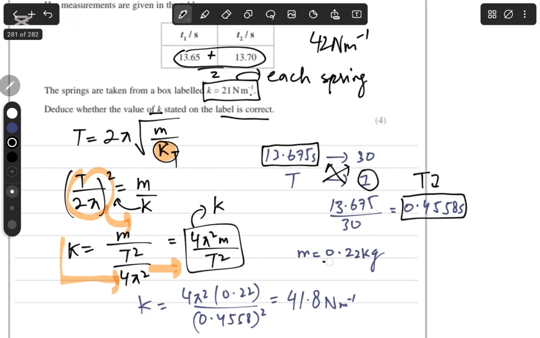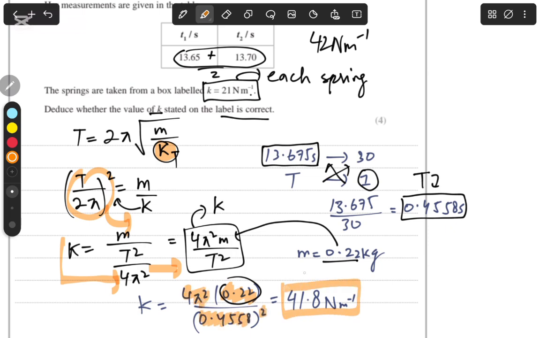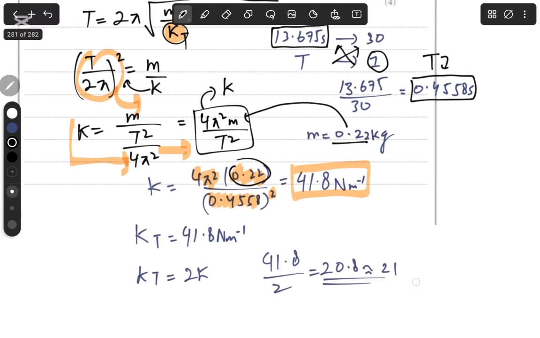So you know the mass is 0.22 kg. You're going to plug that in here. Okay. And then you're going to plug in the time period value and square it, and 4 pi squared. You're going to get your answer as 41.8 Newton per meter.